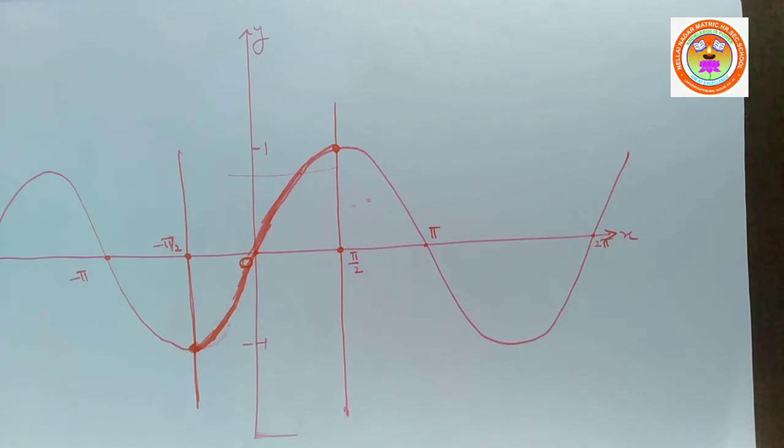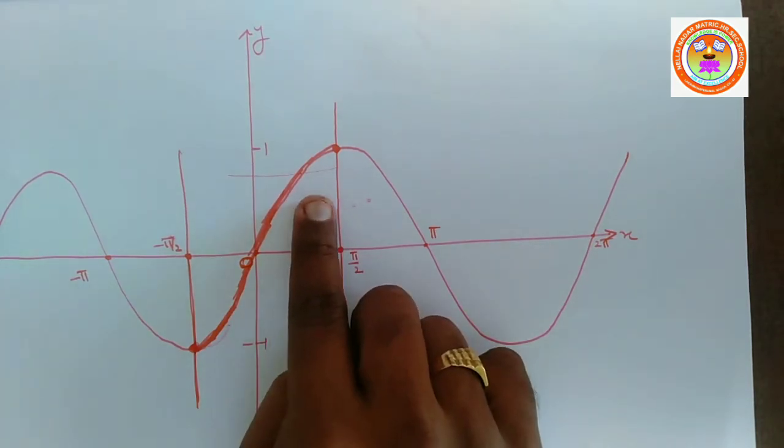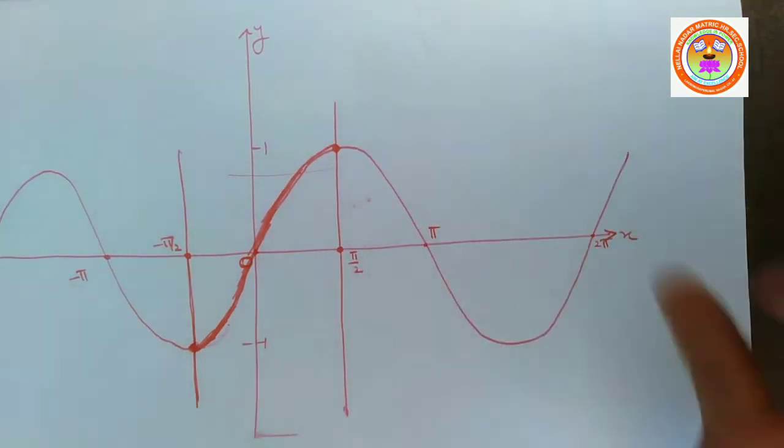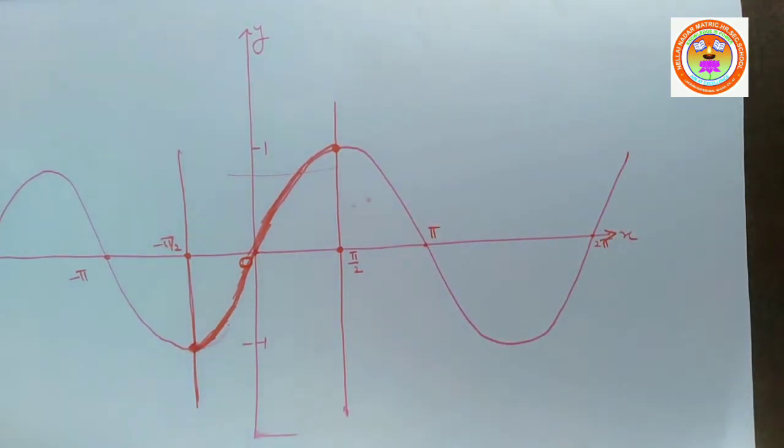What is the first thing? The first thing, it should be 1 to 1. Yes, the horizontal line cuts at only one point if it is 1 to 1. The second one, it should cover the origin. Yes, it passes through the origin only, no problem. The third one, it should not affect the range.